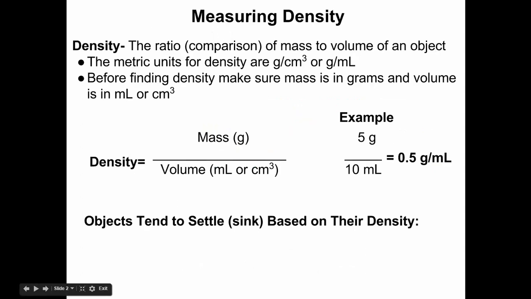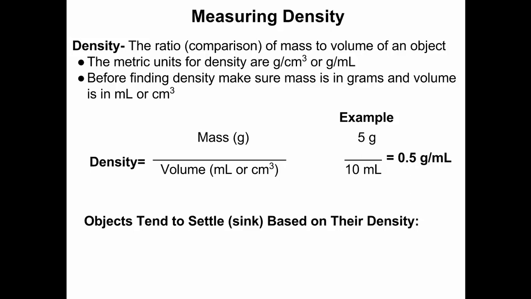So how do we measure density? The metric units for density are grams per centimeter cubed, or grams per cubic centimeter, or grams per milliliter. Before we find density, you have to make sure that the mass is in grams and that the volume is in either milliliters or cubic centimeters.